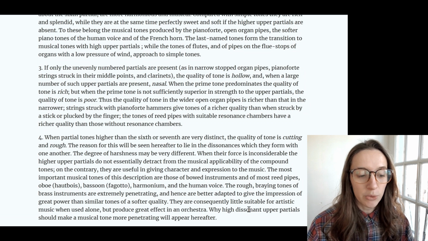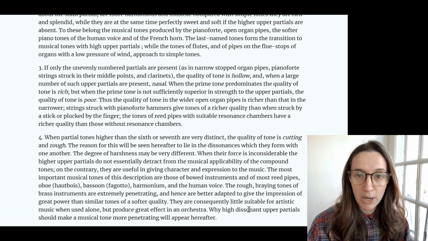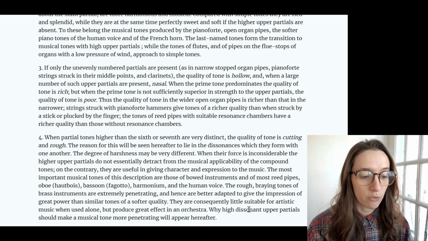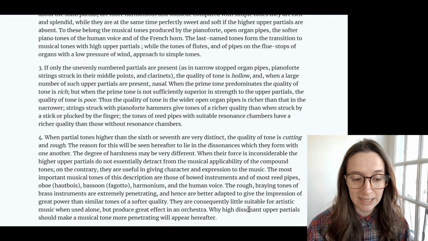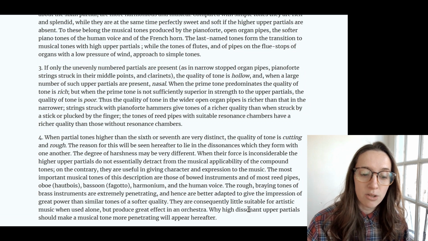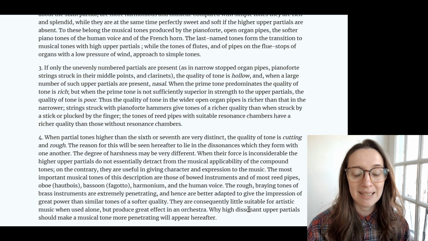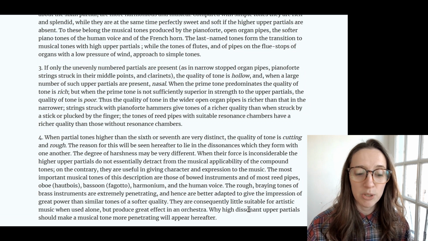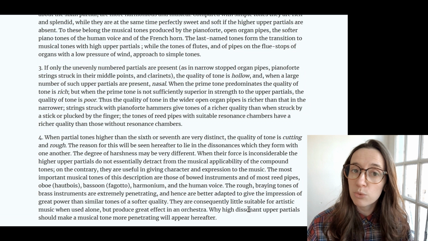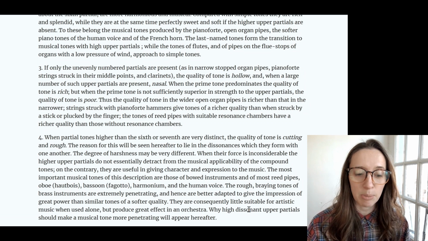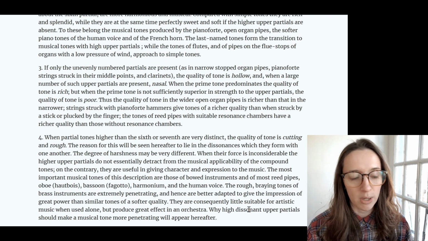Number 3, if only the unevenly numbered partials are present, as in narrow stopped organ pipes, pianoforte strings struck in their middle point, and clarinets, the quality of tone is hollow, and when a large number of such upper partials are present, nasal. When the prime tone predominates, the quality of tone is rich, but when the prime tone is not sufficiently superior in strength to the upper partials, the quality of tone is poor.